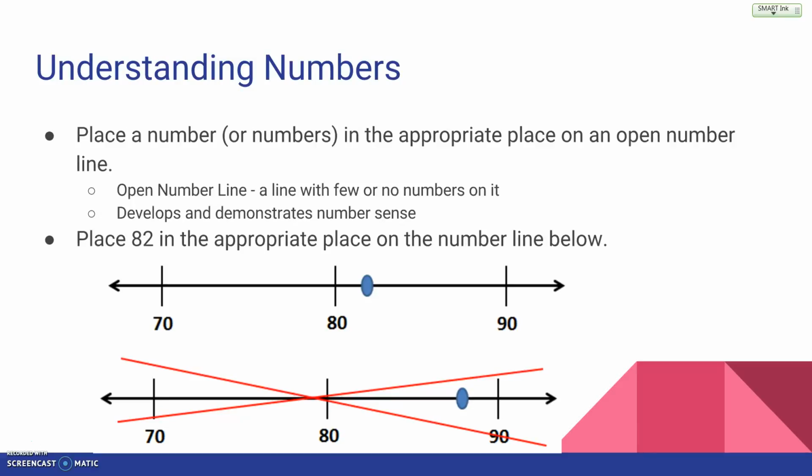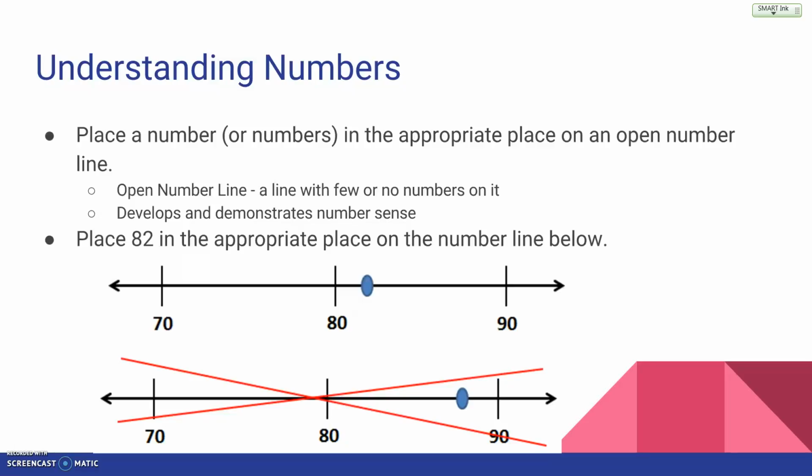In order to successfully add and subtract numbers, we really have to have a good understanding of the numbers. And so one of the things that we ask them to do is to work with an open number line, and they've been doing this for a while. An open number line is just a line with few or maybe even no numbers on it. And we use it to help them develop and demonstrate their number sense.